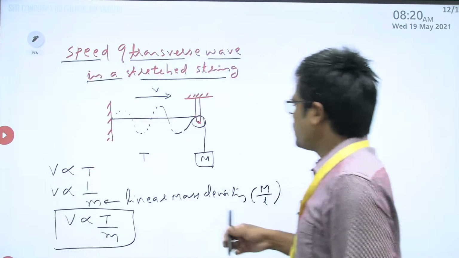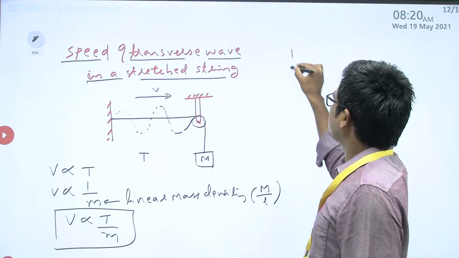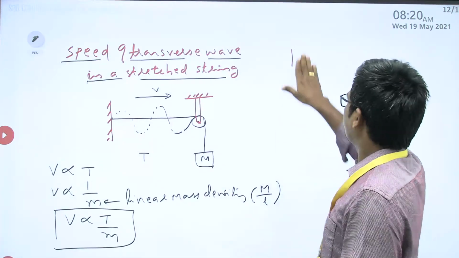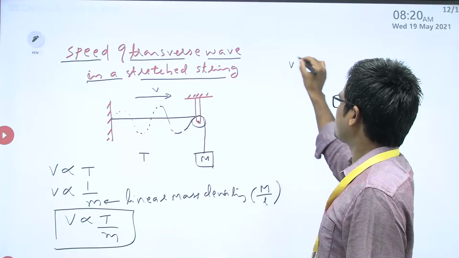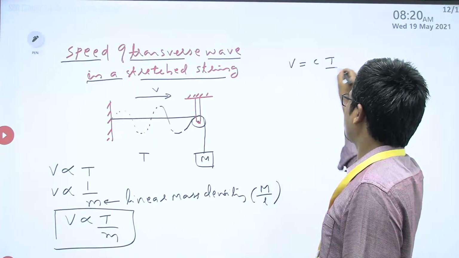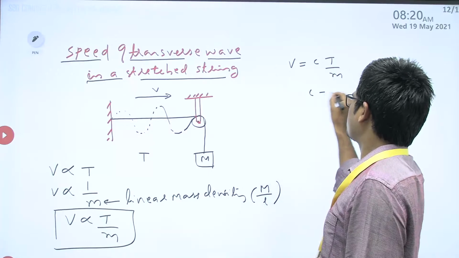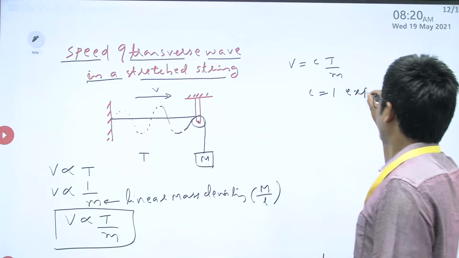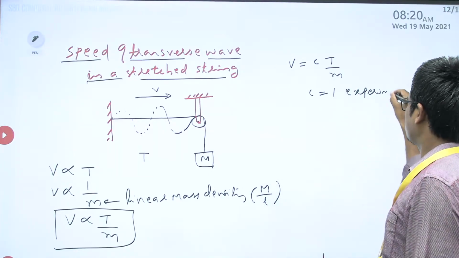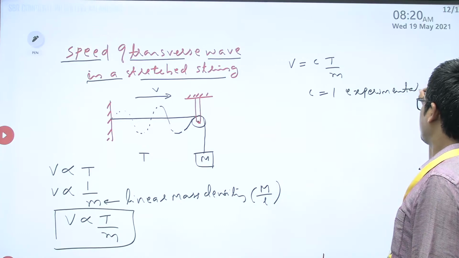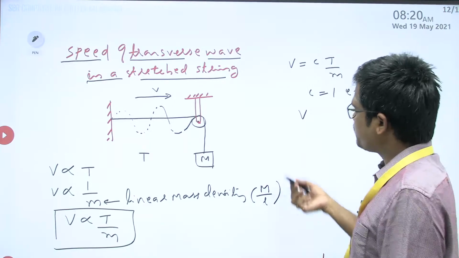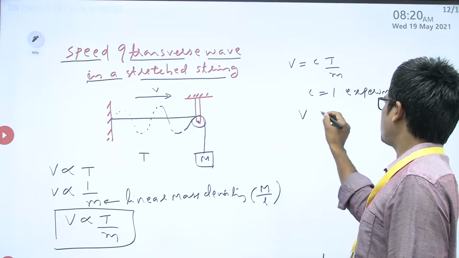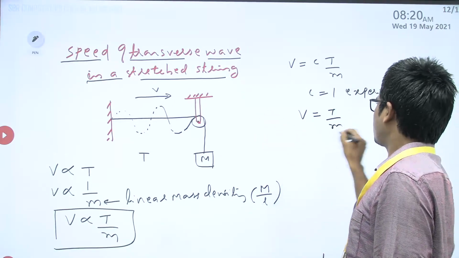Then finally, that proportionality constant has been found out experimentally to be 1. So C comes to be 1 experimentally, right or not? Therefore, the velocity of a transverse wave in a stretched string will be T by linear density of the string.